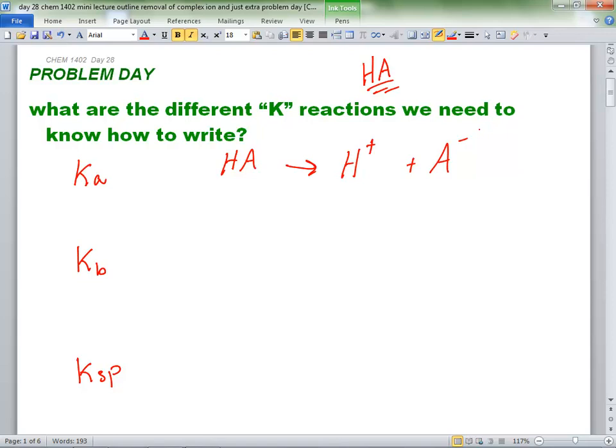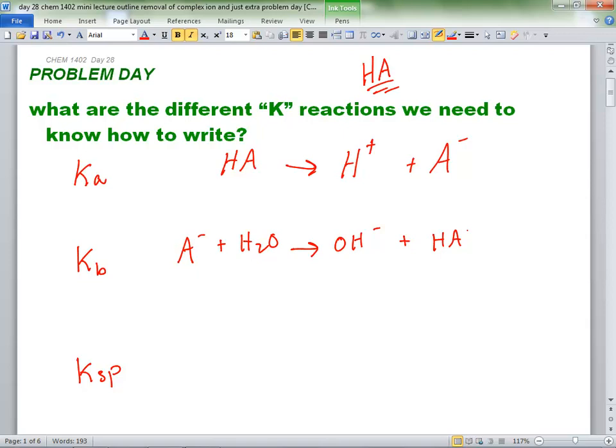Vanessa, how did you write your Kb reaction? Not HA. Okay, you're right. A minus plus water goes to hydroxide plus HA. The conjugate base plus water gives hydroxide. It's a base that's going to generate hydroxide plus the conjugate acid.